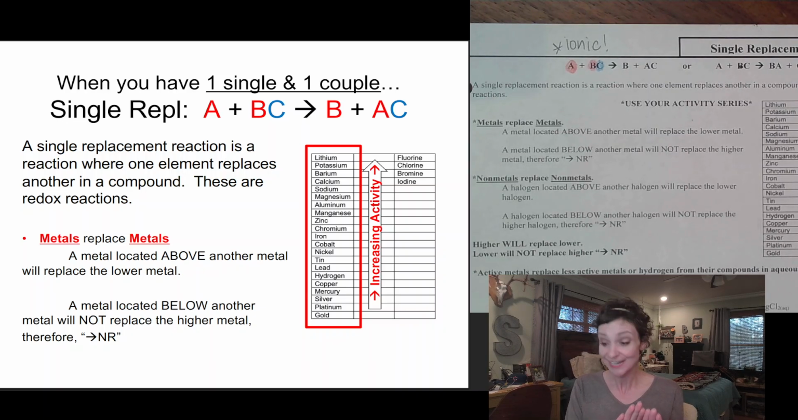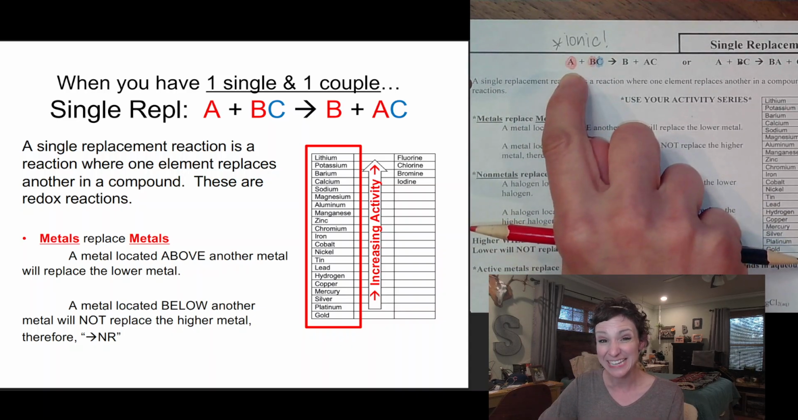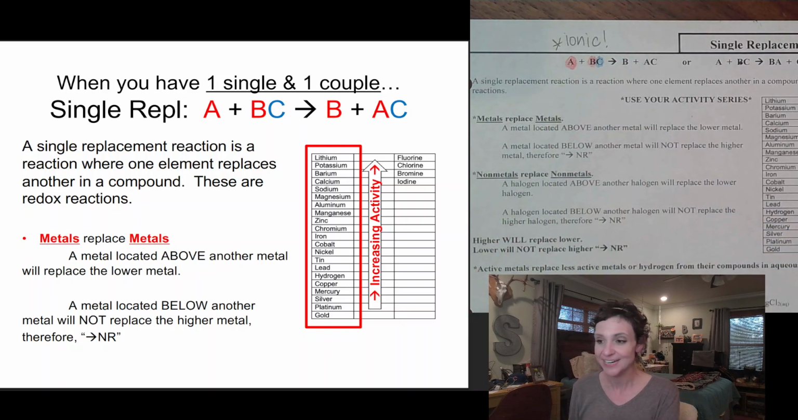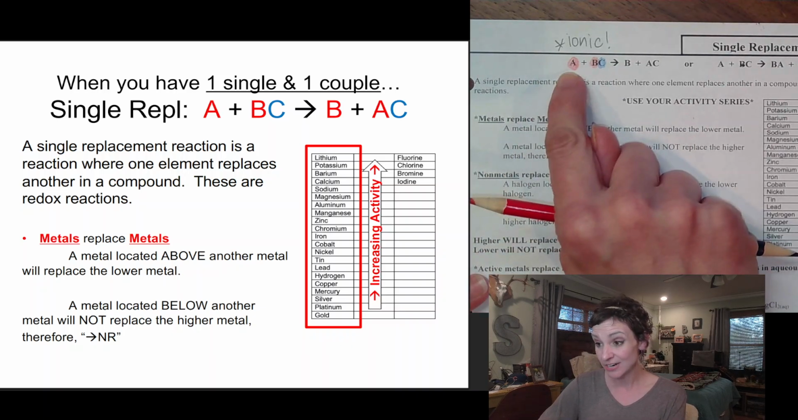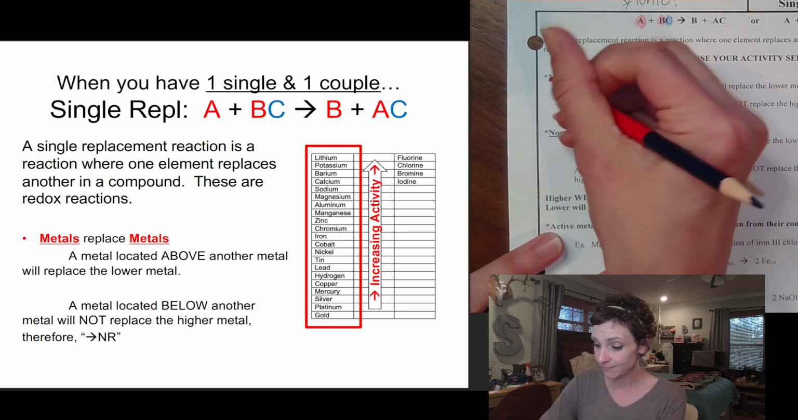So I've got to be aware of what my single element is and ask, okay, who are you going to replace in this compound? I have two options here. I can have a metal trying to replace a metal.